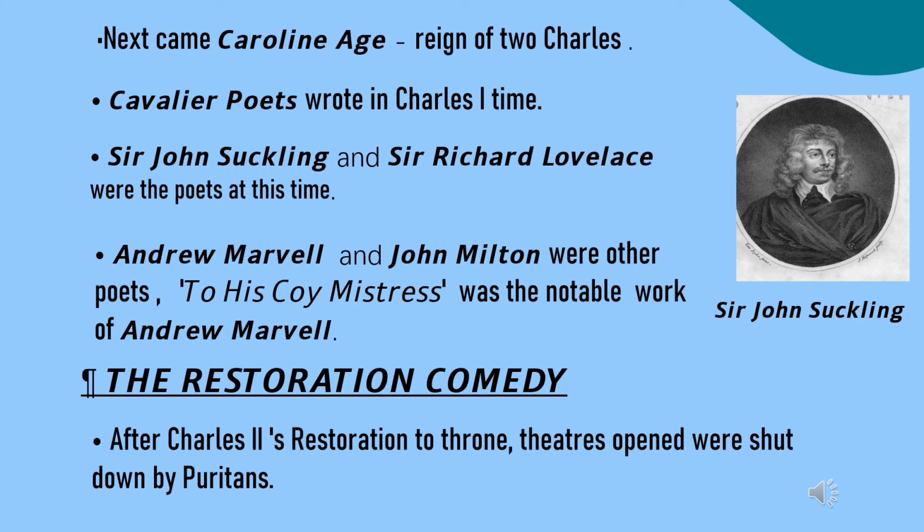Next was the period of the Caroline age in literature. This period refers to the reign of the two Charles kings, King Charles I and King Charles II. The Cavalier poets wrote during Charles I's time. Sir John Suckling and Sir Richard Lovelace were the poets during the Caroline age. Andrew Marvell and John Milton were some other poets at this time. To His Coy Mistress was the notable work of Andrew Marvell.